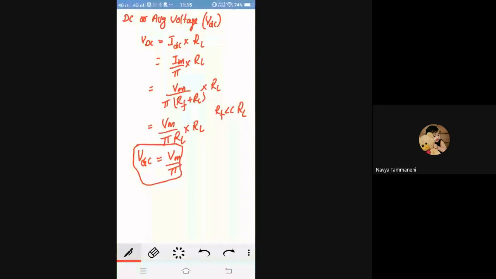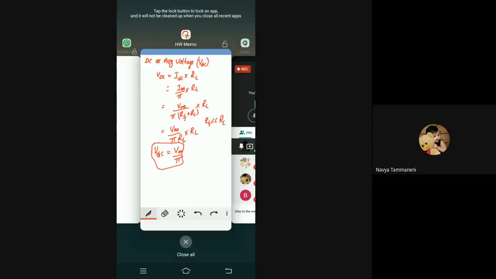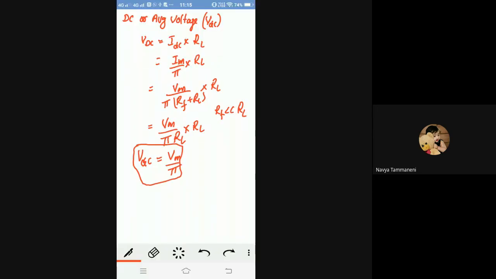DC current, DC voltage, and then AC voltage and AC current. Sorry, I haven't explained AC yet. Do you all understand the DC voltage and DC current equations? Any doubts? Okay, next we will go for AC or RMS current.